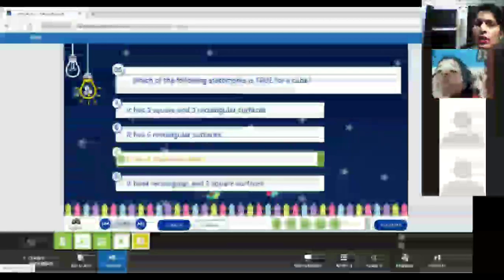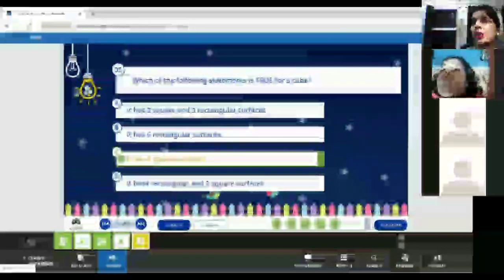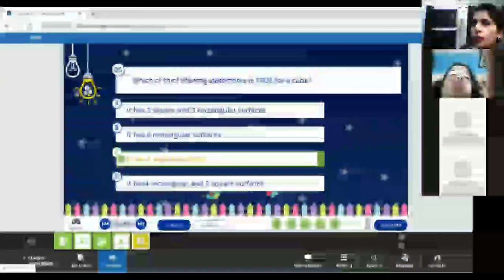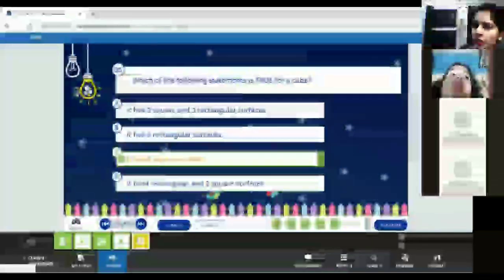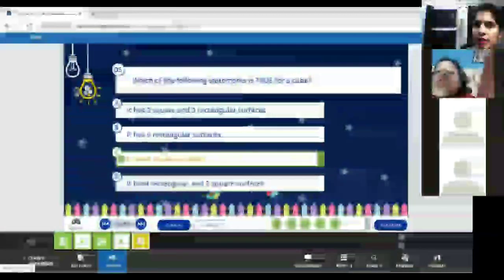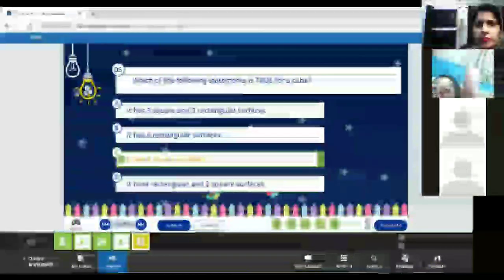It has got 6 square surfaces. Earlier I explained to you children that a cube is made up of squares. The faces of the cube are square in shape. So it has got 6 square surfaces. Okay. I hope children you must have enjoyed this.